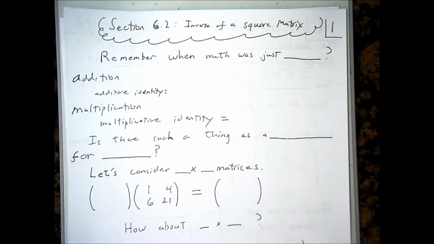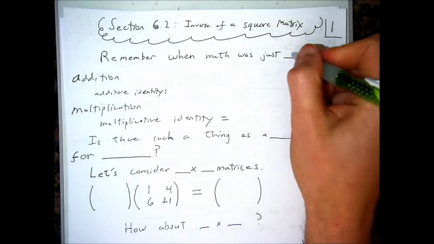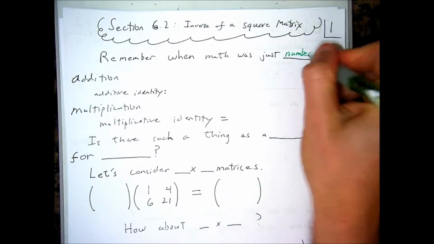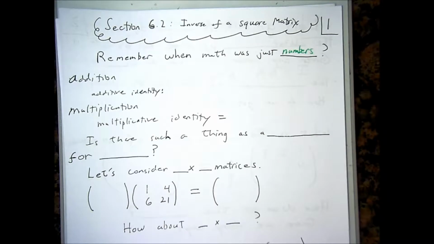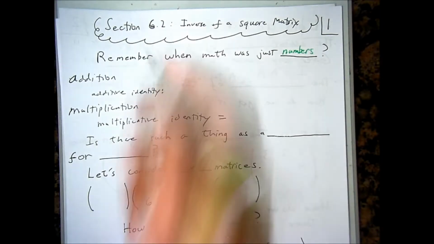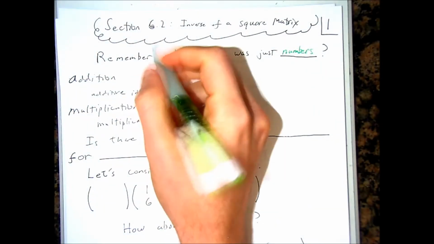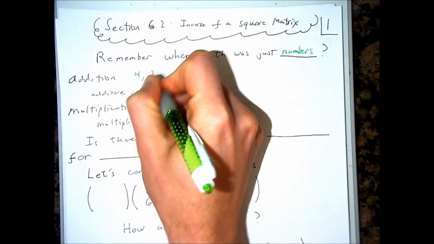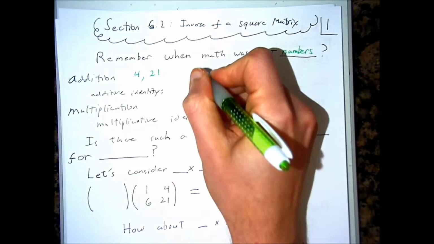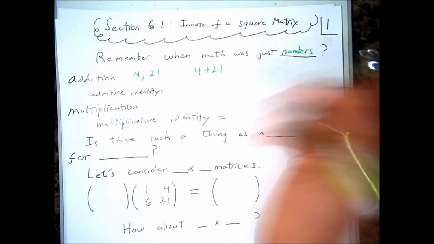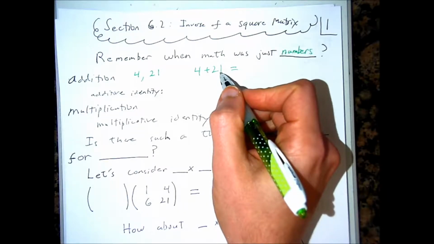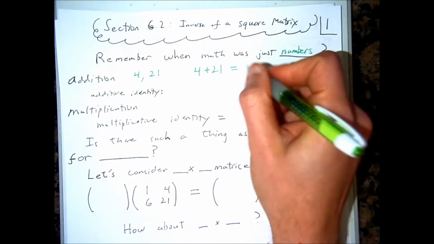So, remember when math was just about numbers? Those were good days. We had good old addition. We would take two numbers, 4 and 21, and then we would add them. And so we just start, let's say, at the bigger number and count up: 22, 23, 24, 25, and we get 25.